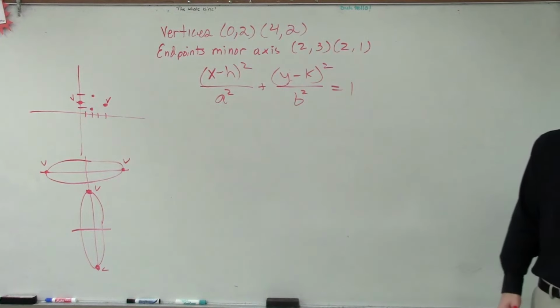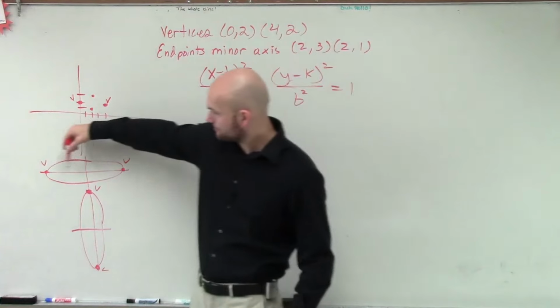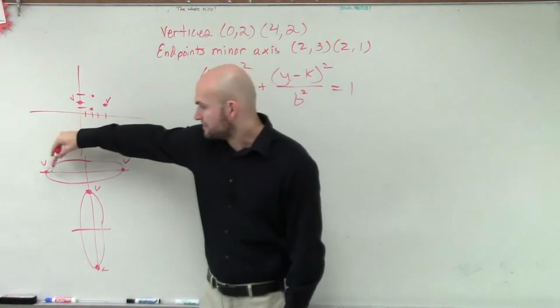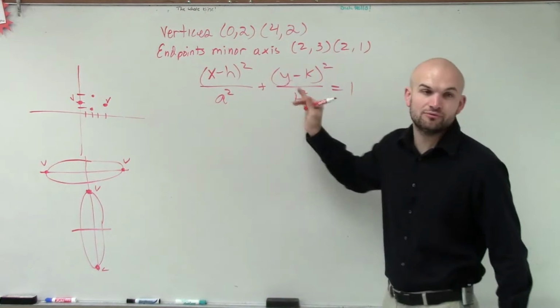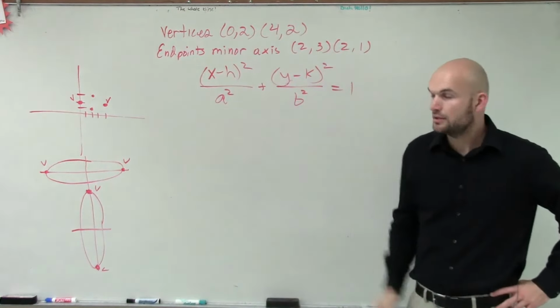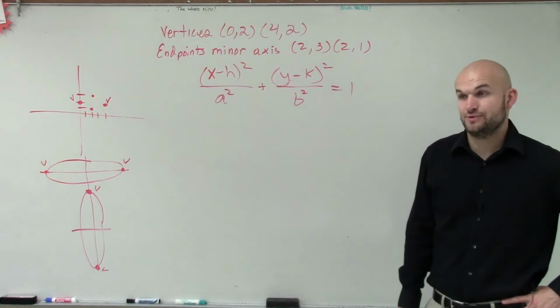Okay, so we have that. Wait, what about the major axis? The major axis, which is your A, this right here. If it's horizontal, then that's the one you use. If it was vertical, then your A and B would be swapped. All right. So, do we know what A is, or at least what A squared is?